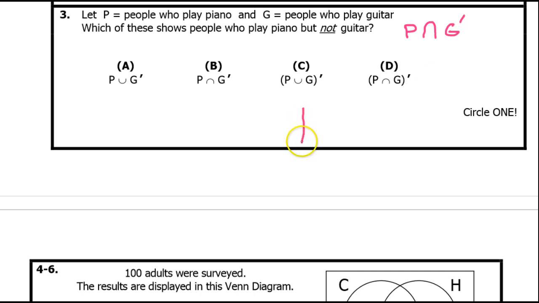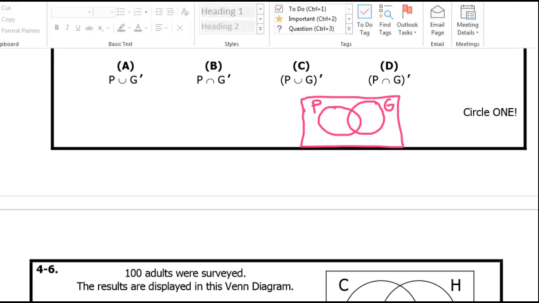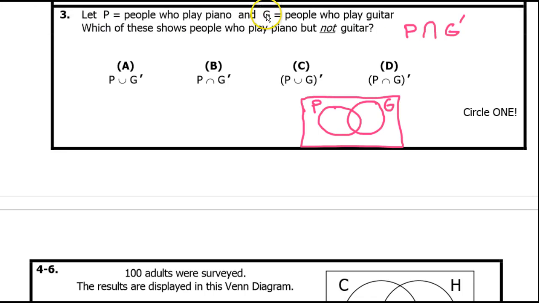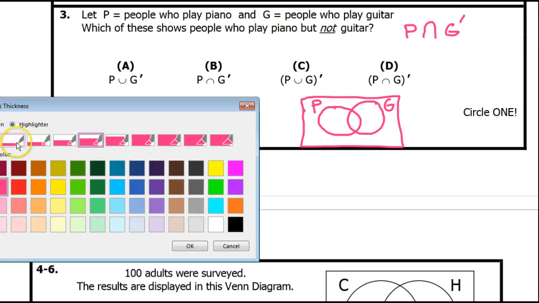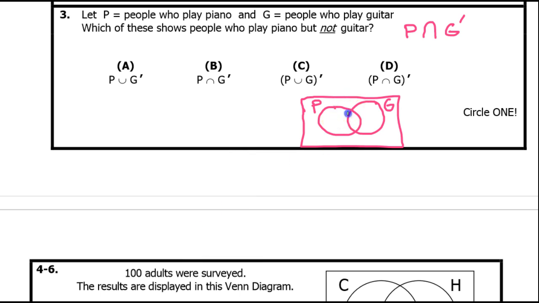All right, if we were doing a Venn diagram of this, let's say this is the people who play piano, and this circle represents the people who play guitar. We are looking for only the people that would be, hold on, let me get my highlighter pen, chosen. All right, we are looking for only the people that are in this part of the Venn diagram, right?